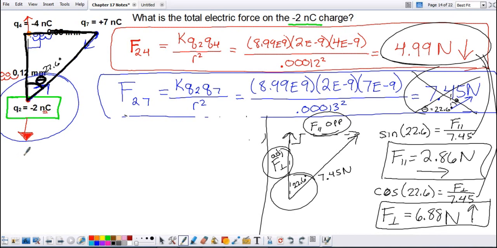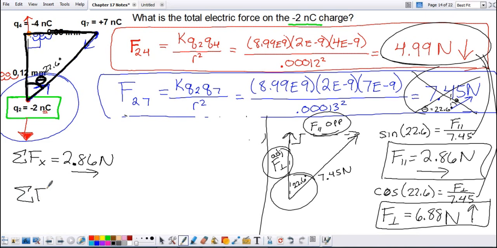So first we're going to figure out what's the net force in the x direction. Well, if I go over here and look, this one's down, that's the y direction. This one's up, that's the y direction. I only have one force in the x direction, and that is the 2.86 newtons to the right. So that's all the force we've got in the x direction.